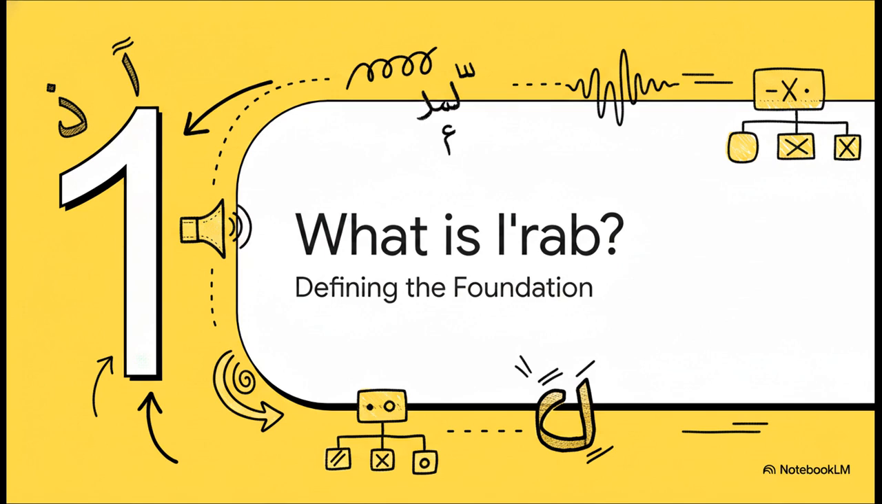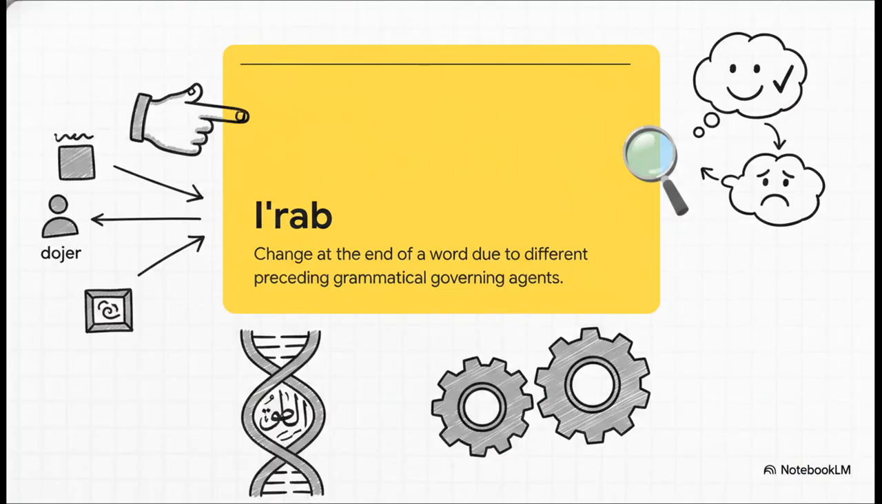Section 1. What is i'rab? To start, we absolutely have to lay down our foundation. At its core, i'rab is simply the change that happens at the very end of an Arabic word. And this change? It's entirely driven by the word's job in the sentence, what we call the governing agents that come right before it. Think about it.